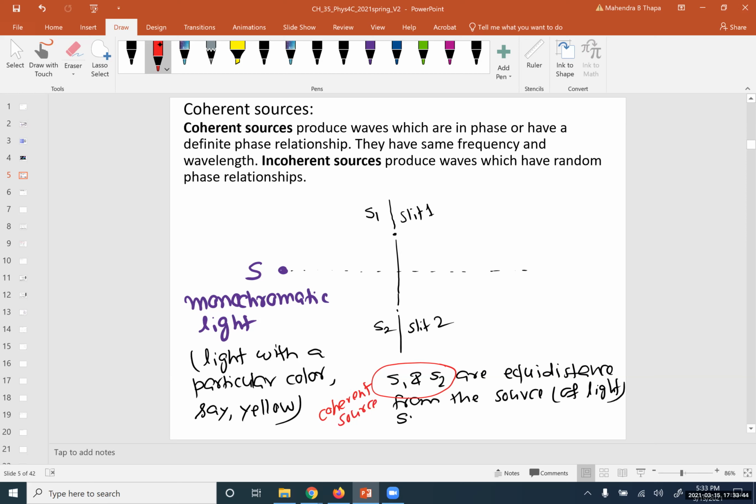Coherent sources mean they have nearly the same frequency, nearly the same amplitude, and a third property: they are in phase or have a constant phase difference. So these are called coherent sources.